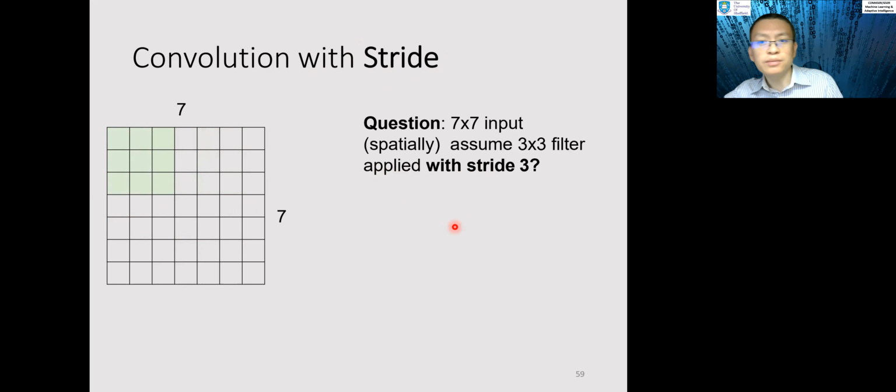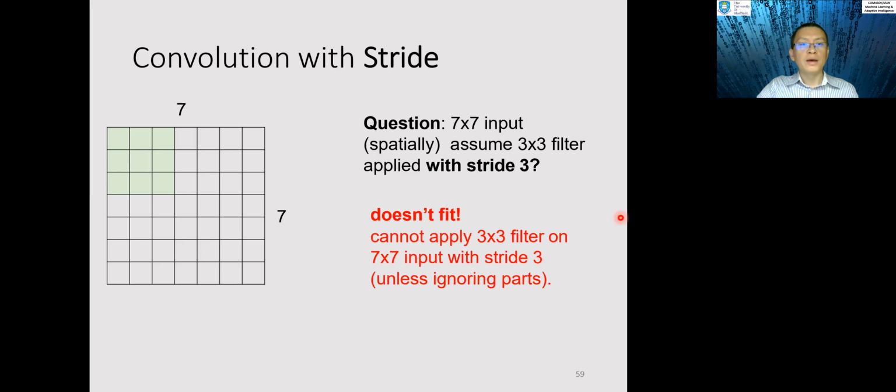So here's the question. Can we convolve this 7 by 7 input using a 3 by 3 filter with stride of 3? Actually, it doesn't fit. We cannot apply this 3 by 3 filter on a 7 by 7 input with a stride of 3 unless we ignore part of the image.